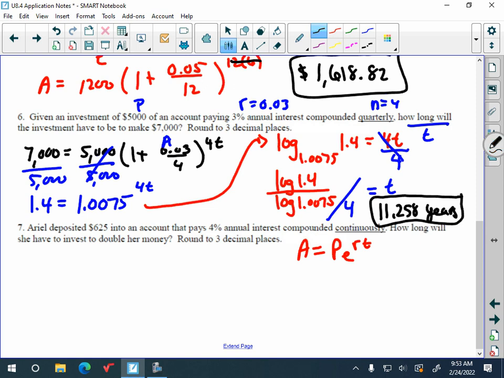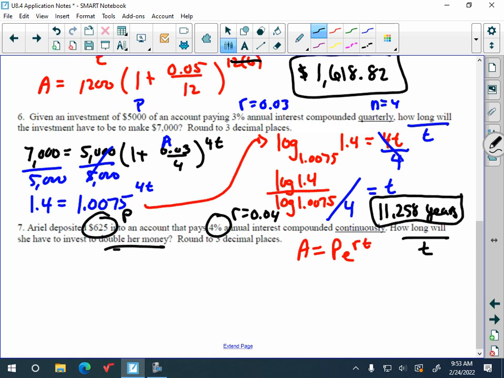So let's identify what each of these numbers represent. Deposited 625, so this is P. 4%, R is 0.04. Continuously, that just means that this is the formula we're using. How long it's going to take, that's T. We don't know that.